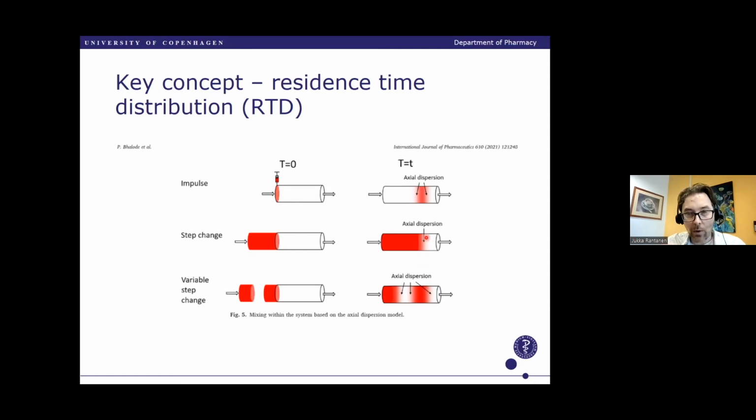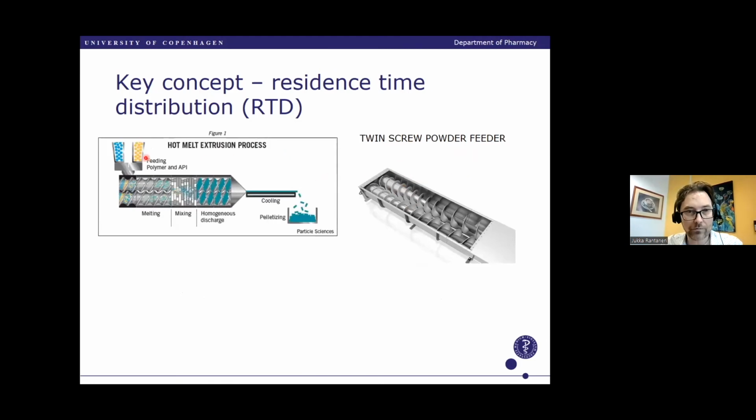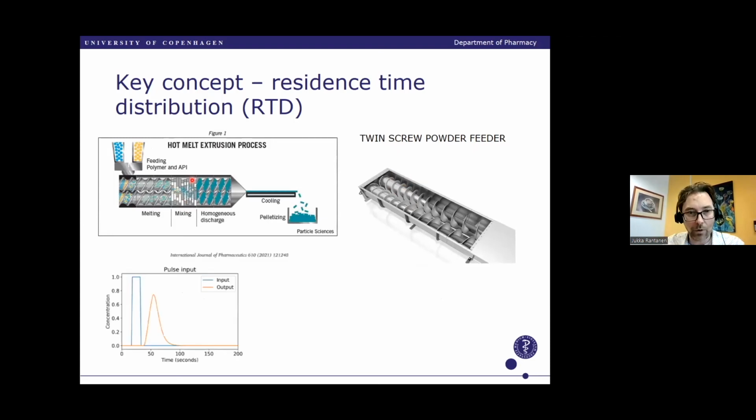So with liquids, these changes are happening faster, but with powders, this diffusion is slower. So then it's also mainly mechanical dispersion of powder, and that's then something that you need to experimentally investigate. And this is something that can be analyzed, for example, in the twin screw powder feeder geometry or hot melt extruder. So they are the same principle. And then what comes out here is a similar type of signals.